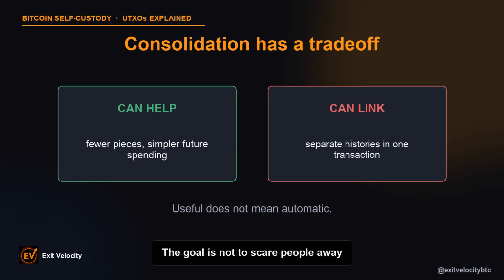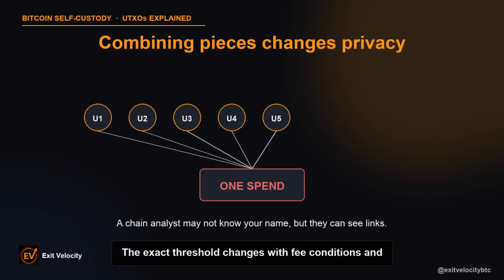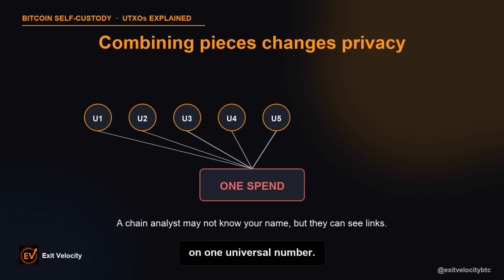The goal is not to scare people away from self-custody. The goal is to make self-custody less mysterious. Once you understand that, a few practical rules become obvious. First, do not create dust for no reason. Dust is a tiny output that may be annoying or expensive to spend later. The exact threshold changes with fee conditions and wallet policy, so do not get hung up on one universal number. The idea is simple. A piece can be so small that moving it is not worth the fee pain.